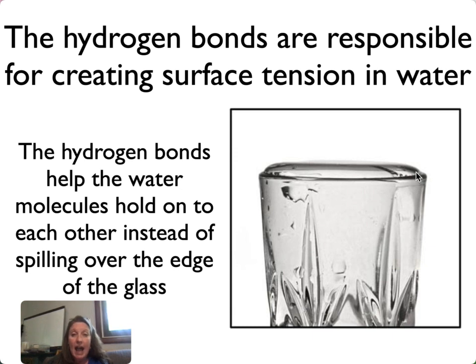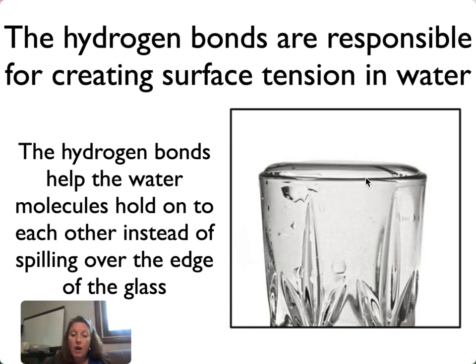Okay, hydrogen bonds are why when you pour a glass of water, you can actually pour more water in the glass than the glass actually holds. Basically, the water molecules up here are holding on to each other with those weak bonds so that when the water molecules should be spilling over, their buddies that are still in the glass are holding on to them, pulling them in. Of course, this doesn't work forever.